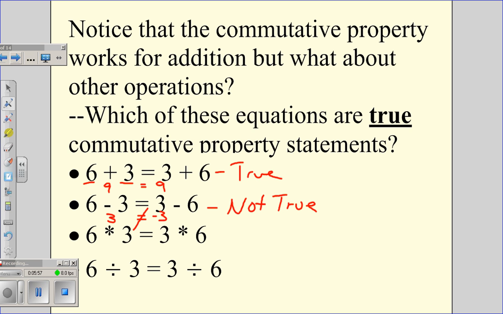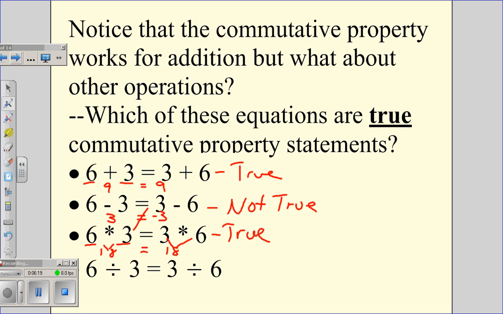All right, how about multiplication? 6 times 3. Well, we know that's 18. Well, what about 3 times 6? That also equals 18. 18 does equal 18, and this is a true statement. That means the commutative property also works for multiplication.